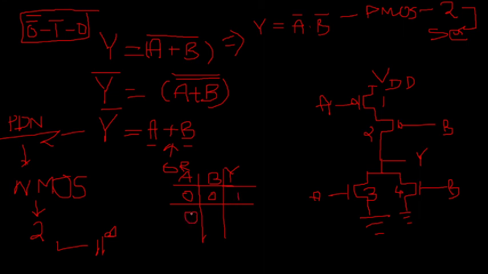When A is 0, B is 1. Okay, at that time which transistor will be on? A is 0, that means this 1 will be on, but 2 will be off. So that means Y cannot be equal to 1. Why? Because for series connection, all the transistors should be on. Correct? So we come to the pull down network. Here A is 0, that means 3 will also be off, but B is 1, that means 4 is on. So that means Y will be equal to 0.